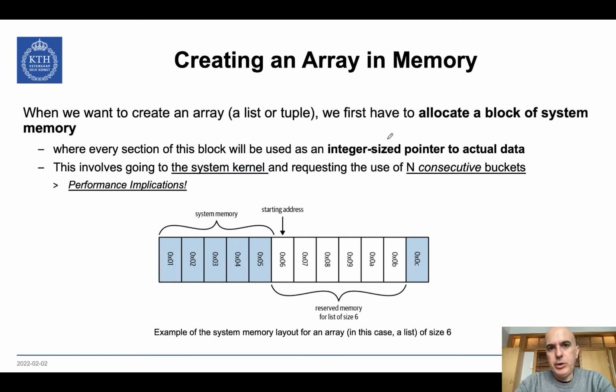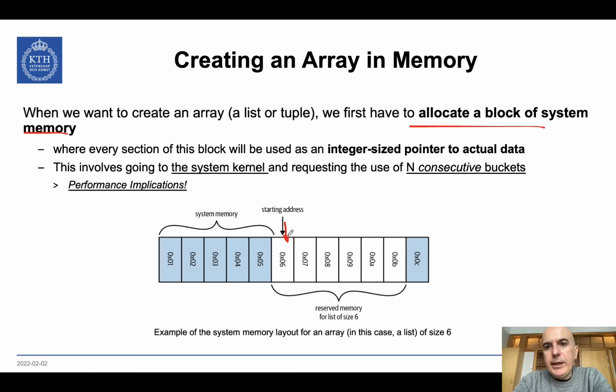What happens when we want to create an array in memory? When we want to create an array, such as a list or a tuple, we first have to allocate a block of system memory, where every section of this block will be used as an integer size pointer to the actual data. So we see that for each bucket we will have a number that is an integer, specifically a long integer, 8 bytes, and this will tell us where the reference of the actual data we are referring to is.